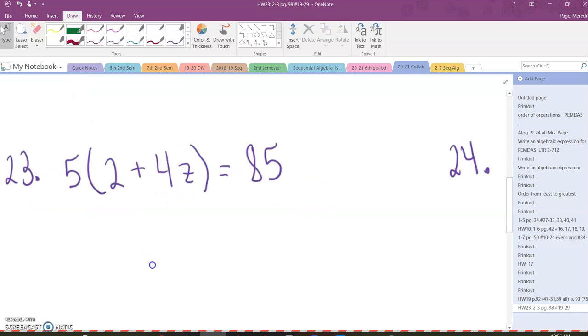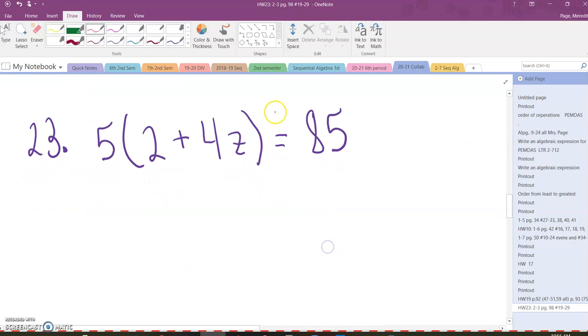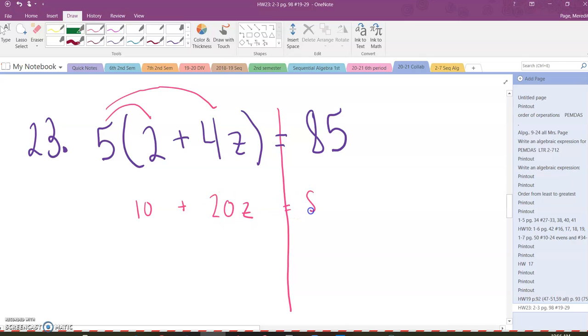Okay, number 23, we're going to do this one together. First things first, draw your line. Is there parentheses? We always have to deal with the parentheses first, and we do that by distributing. That helps you to remember that you're multiplying by everything in the parentheses. So 5 times 4 is 20. Now, two-step is what I have left. So I'm going to have to move over that positive 10 and combine it with 85. So the opposite is minus 10.